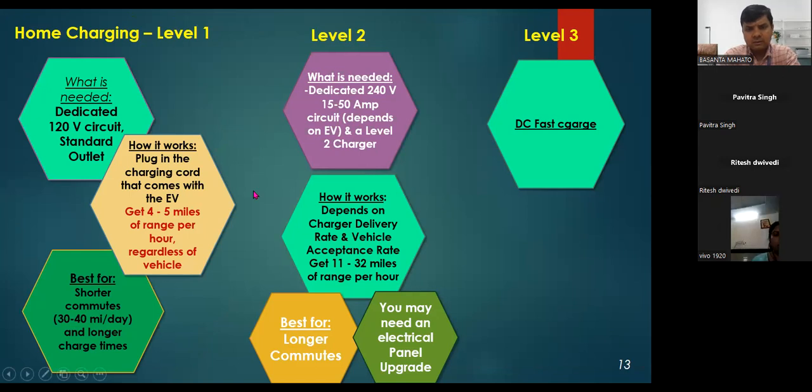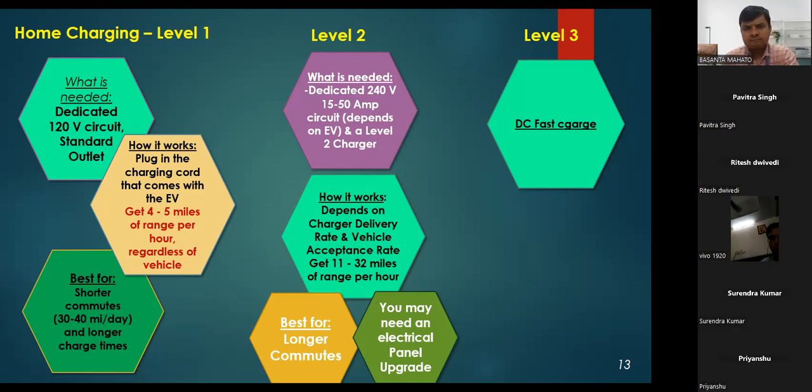So what we need is a dedicated 120 volt circuit outlet. We use the normal supply of 120 volts in our homes. This will be converted into DC voltage and then stored in the battery, and the battery will be connected to the motor. Before the motor, we have to convert the DC to AC if we are using alternating current.